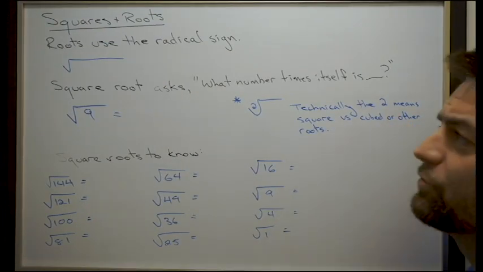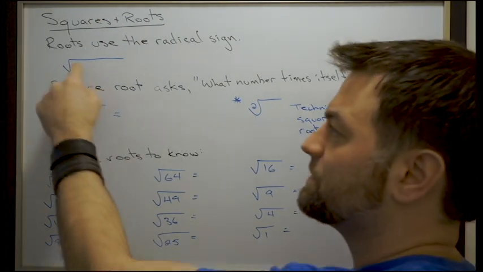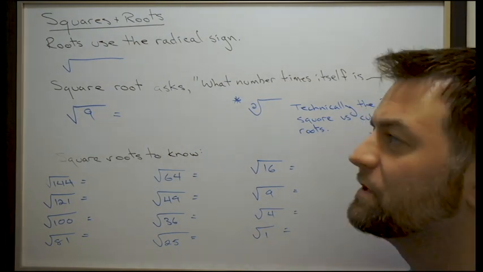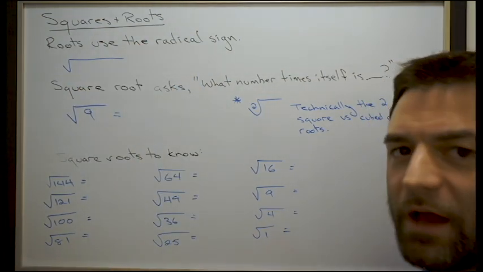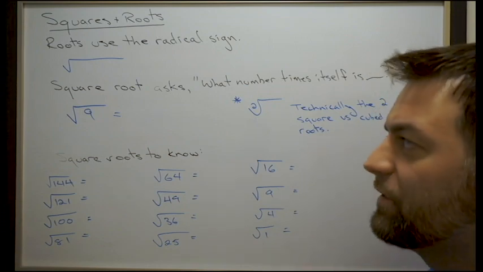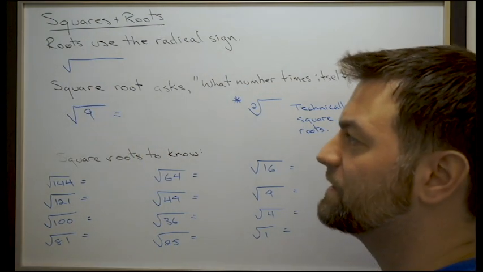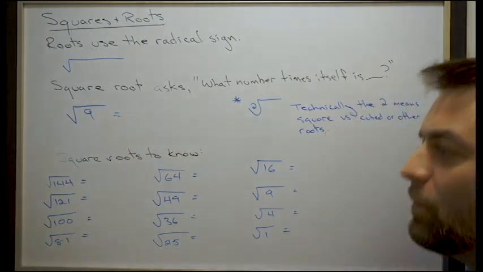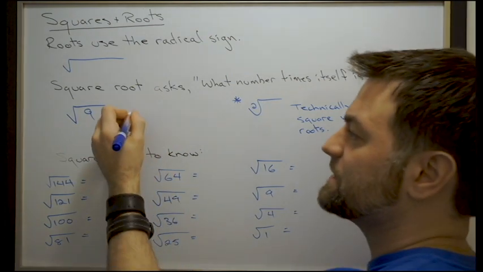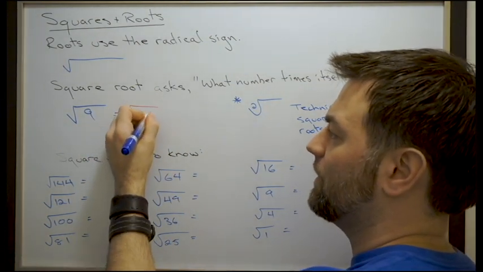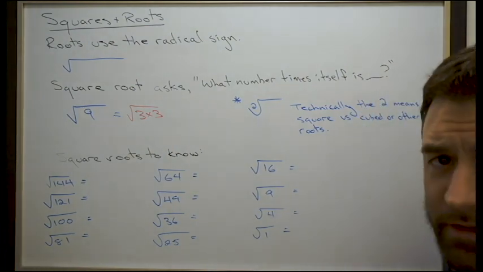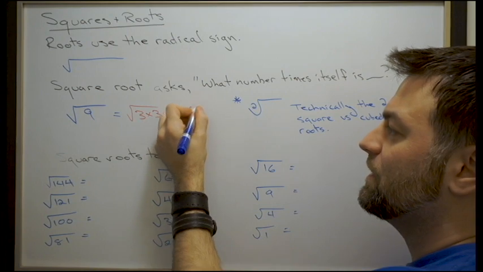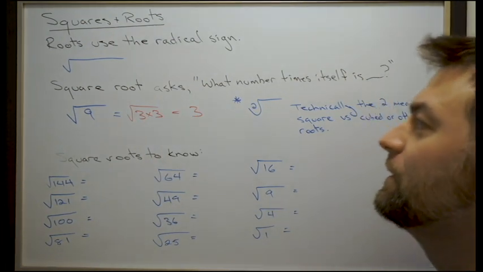So now when we look at roots, we're going to be using this symbol here called the radical sign. That radical sign is used to ask the question of, in this case, what number times itself is whatever. So this is a square root in our case here. If we have the example down here, we have the square root of 9. What is the square root of 9? What number times itself is 9? Well, 3 times 3 is 9. So 3 times itself is 9. Thus, the square root of 9 is 3.